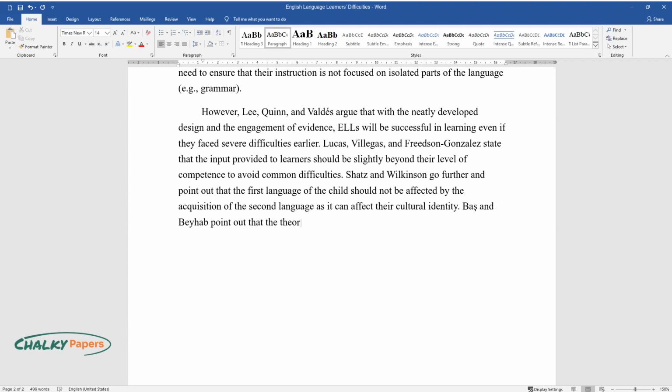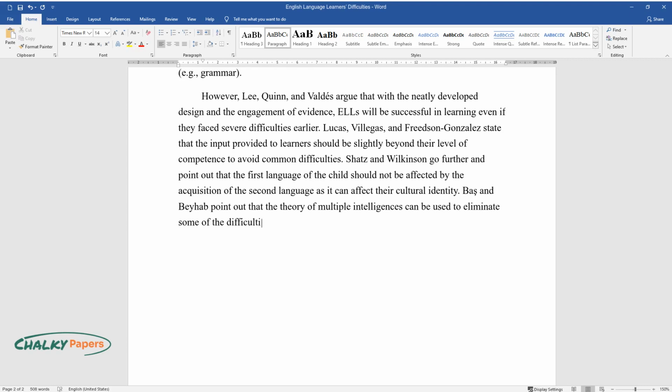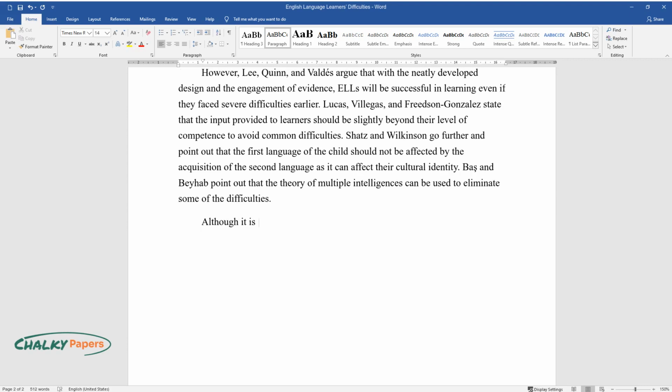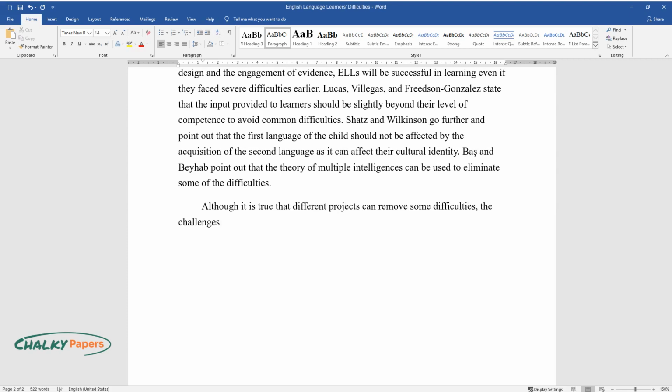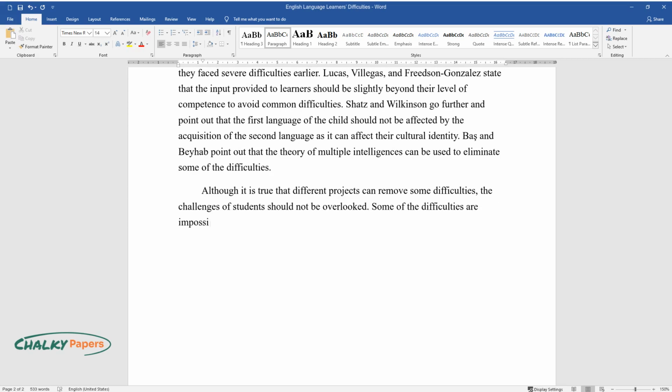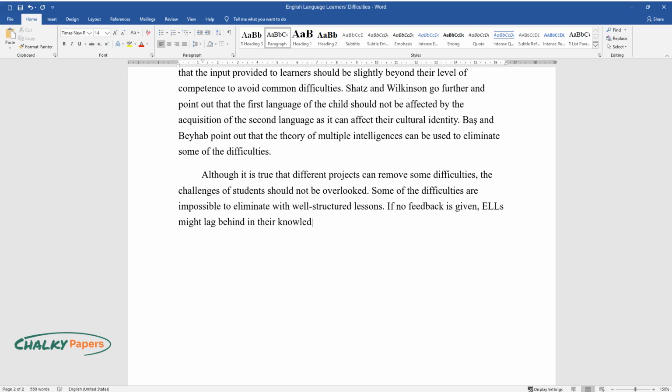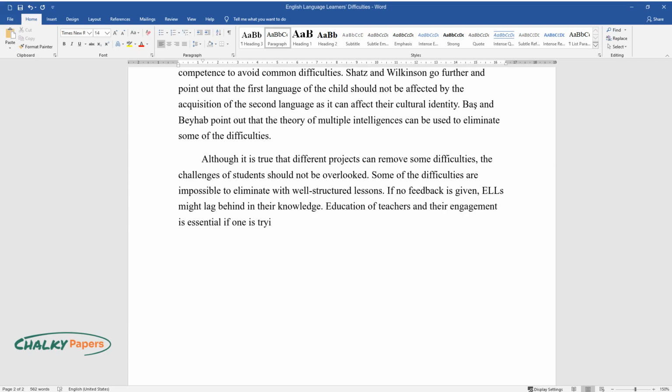Ba and Beyhab point out that the theory of multiple intelligences can be used to eliminate some of the difficulties. Although it is true that different projects can remove some difficulties, the challenges of students should not be overlooked. Some of the difficulties are impossible to eliminate with well-structured lessons. If no feedback is given, ELLs might lag behind in their knowledge. Education of teachers and their engagement is essential if one is trying to understand the reason behind ELLs' failures.